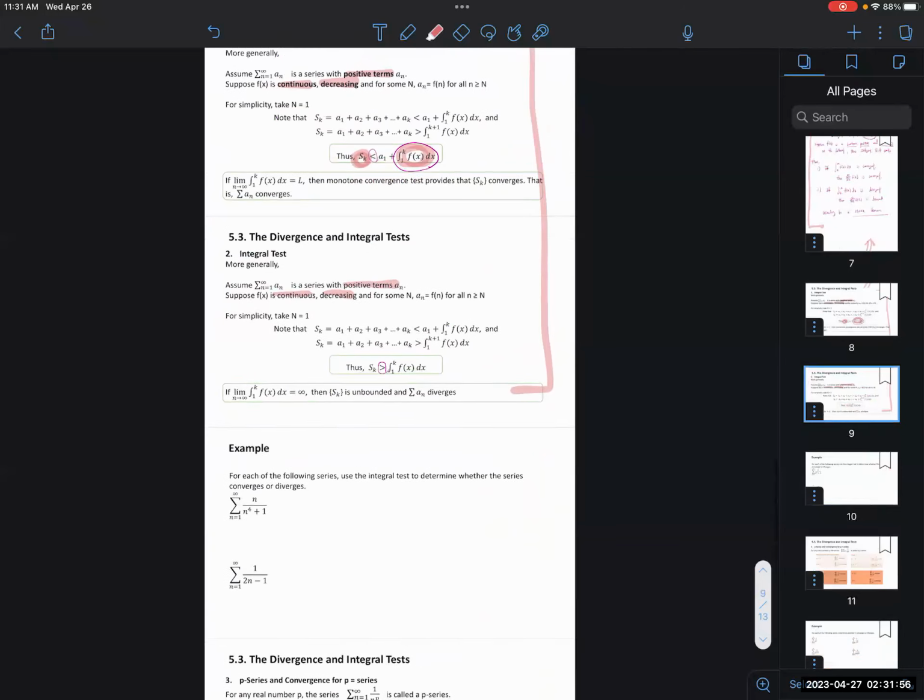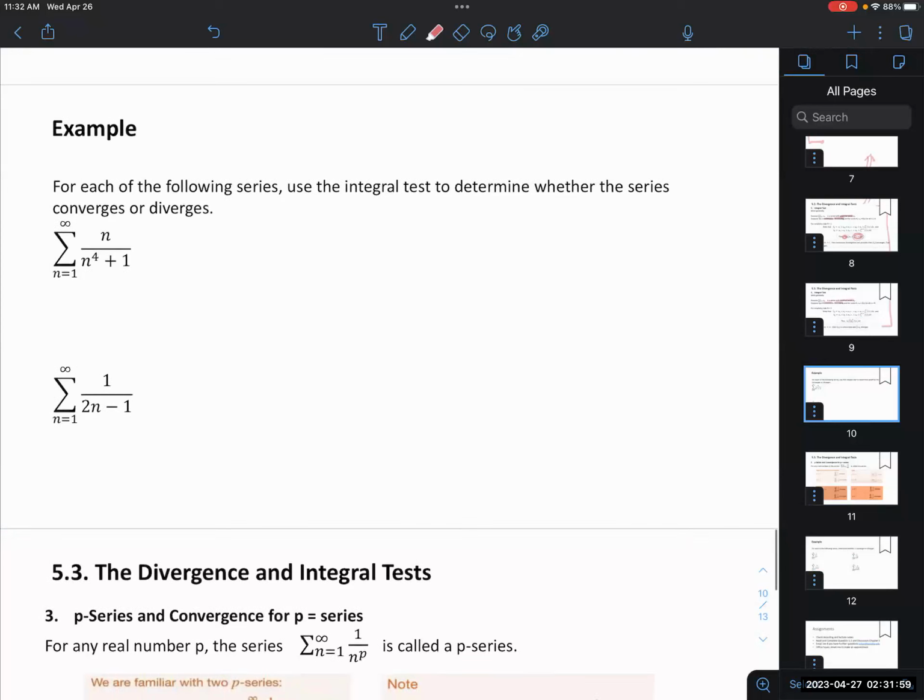Okay, I want to do 2 more examples because I want you to practice more with me. Let's take a look at this question. I want to know whether this is convergent or divergent. So what are you going to do with this one? In this question, we need to think about it. We are going to use the integral test. As I mentioned, what are you going to do?